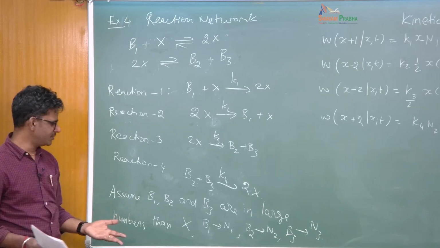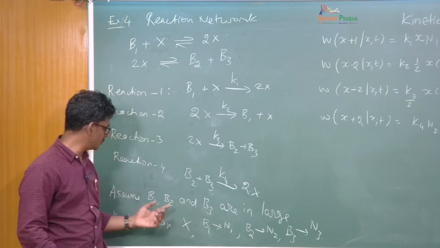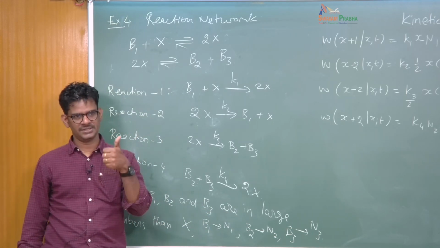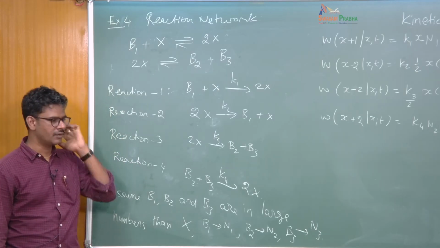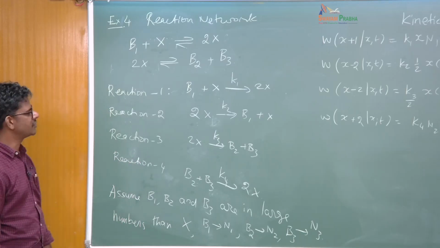This assumption is to say that there is a very large number of B1, B2, B3 in comparison to the number of molecules of X. So I define the state variable as only one species, which is X. Again, this is not a necessary assumption, this is just for demonstration purposes here.